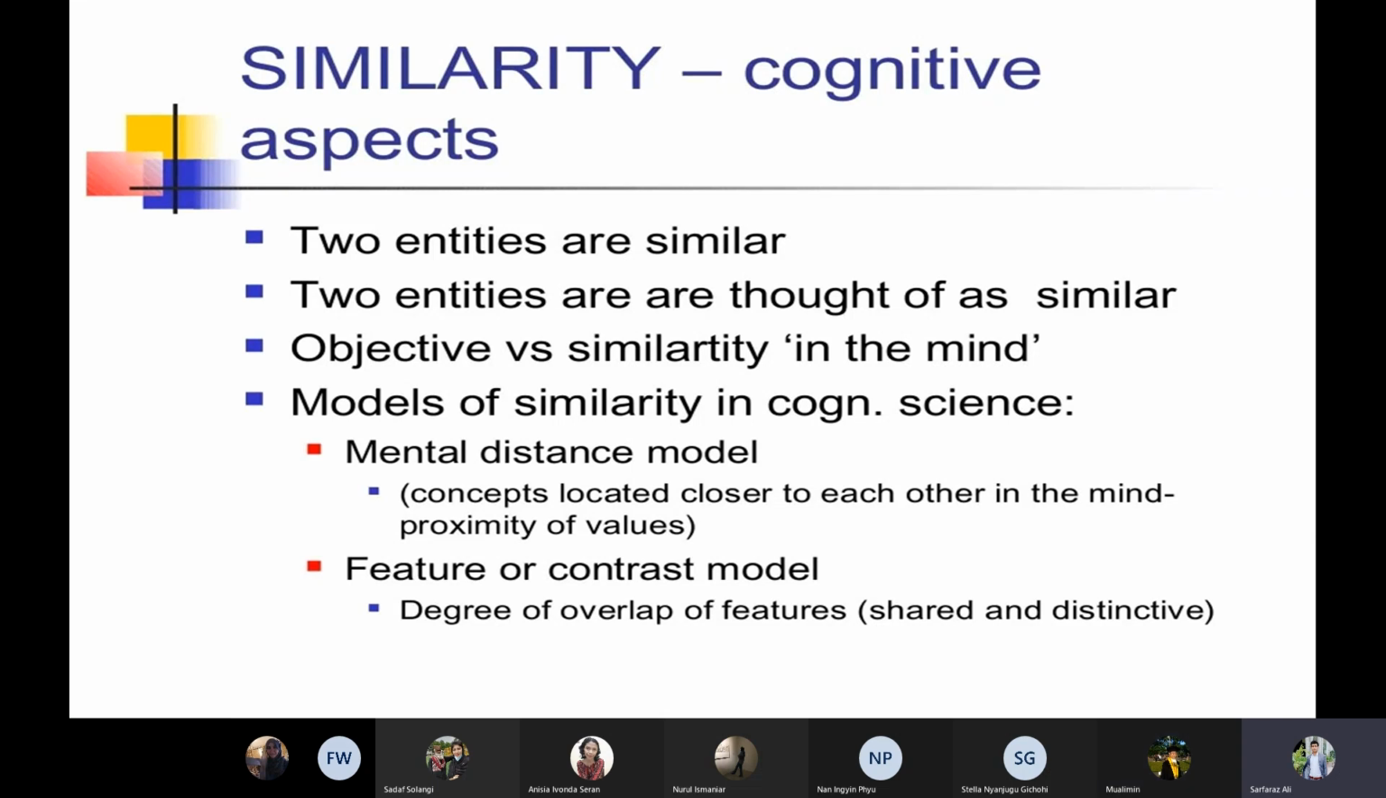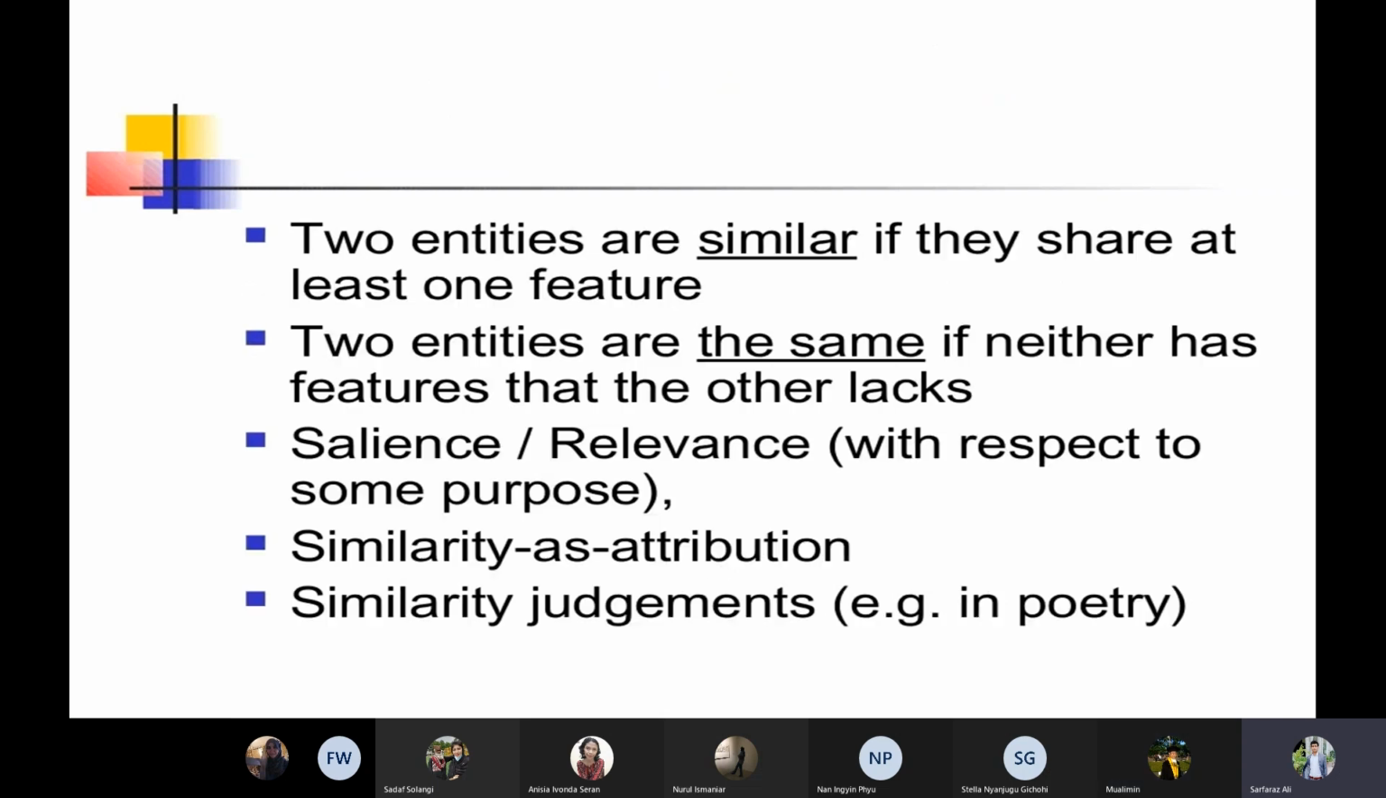And the models of similarity in cognitive science define the mental distance model, where concepts located closer to each other are close in mind, in proximity of values. And secondly, similarity in the cognitive sense can also define the feature contrastive model and the degree of shared distinctives when we compare two things.